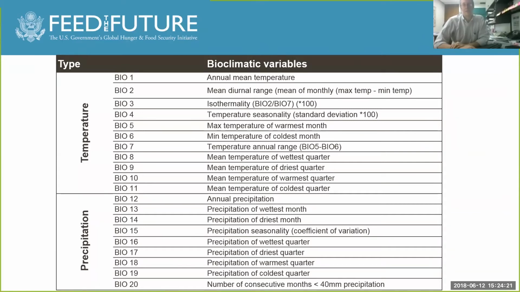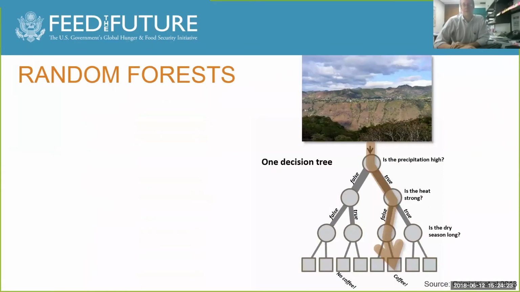These are then put into what are called decision trees using an approach called random forests, which again is a big data driven approach, where effectively what we develop are a range of these decision trees that allow us to understand whether or not coffee is or isn't present. And this is based initially on the existence of coffee, where coffee is grown currently.